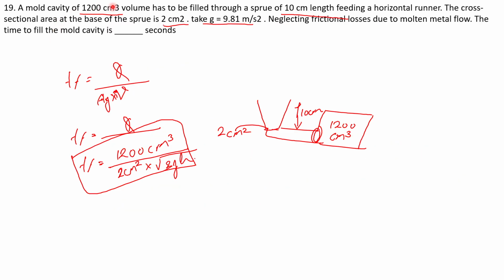Coming to next question. A mold cavity of 1200 centimeter cube volume has to be filled through a sprue of 10 centimeter length feeding a horizontal runner. The cross sectional area at the base of the sprue is 2 centimeter square. Take G equal to 9.81 meter per second square, neglecting frictional losses due to molten metal flow. The time to fill the mold cavity is in seconds. Here it is a top gating system, so we can easily go with the formulation T, time of filling, equal to Q upon AG into V, where V equal to root 2GH. So we can easily calculate the time of filling for this mold cavity.